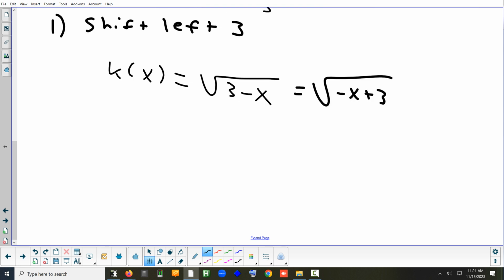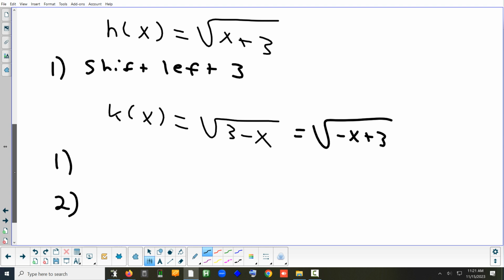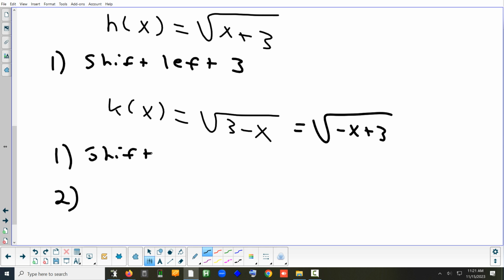And how many transformations do we have? 2. Well, the first one's the same as the last one. You're shifting left 3. So we'll keep that one. And now that negative, that's in the B spot. So what's that going to do? It's a horizontal reflection. And if you're not sure what horizontal reflection means, it means this. It's like a left to right flip. So you could also say over the y-axis.